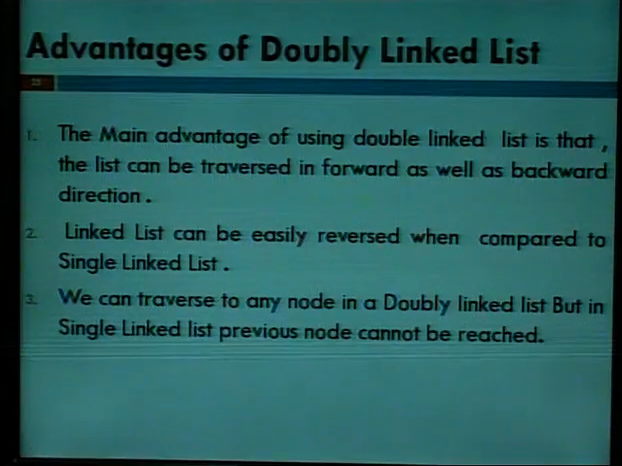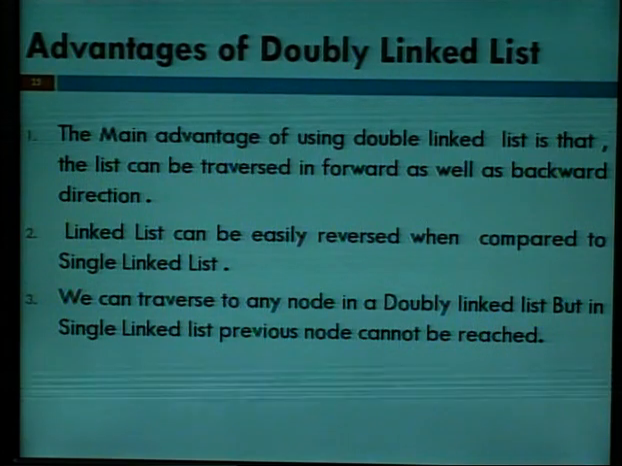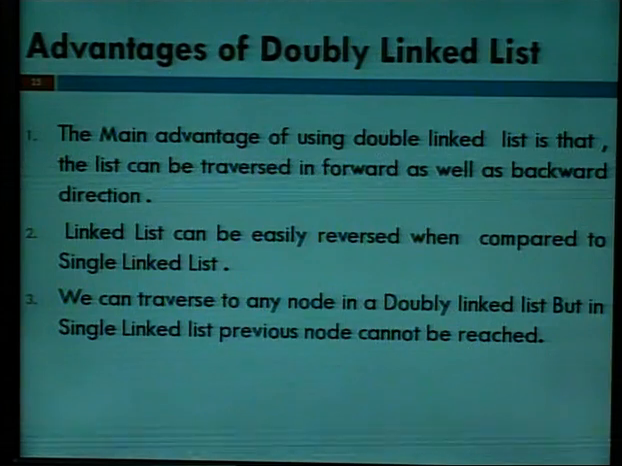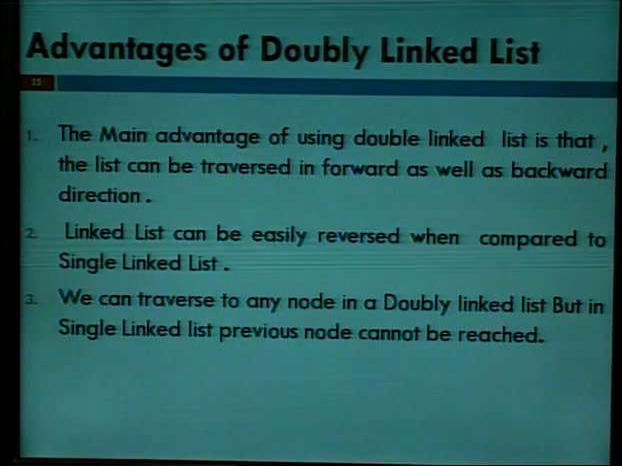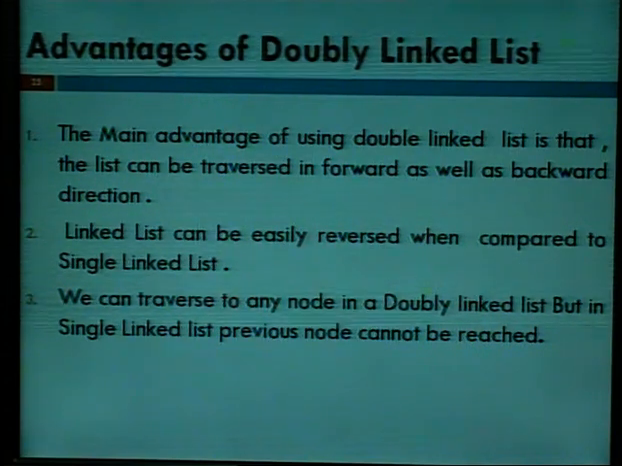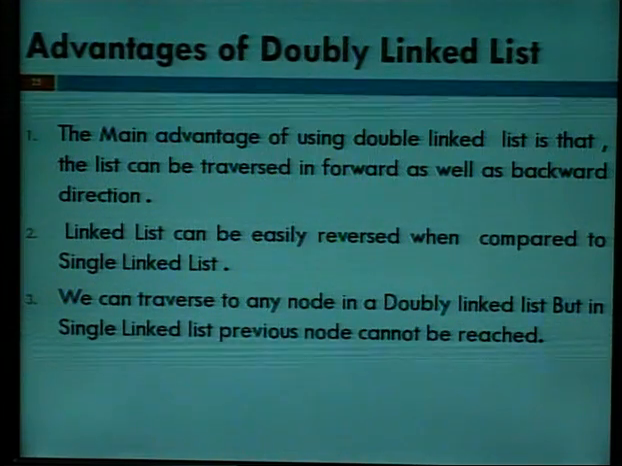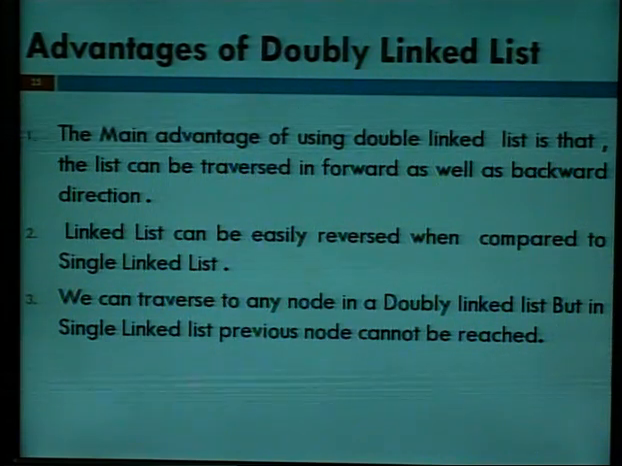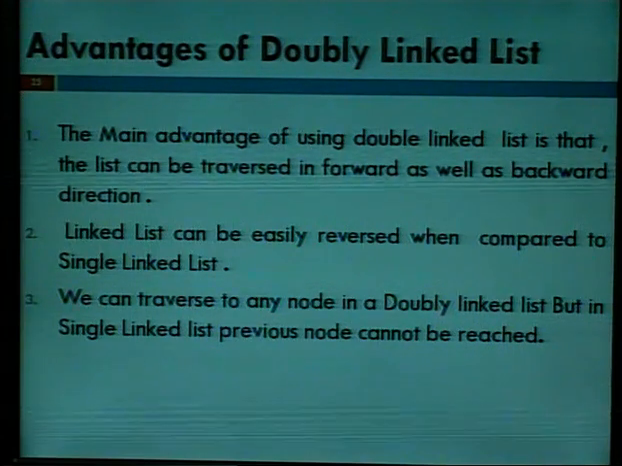Using the backward, using the previous address we traverse in the backward direction. A doubly linked list is easily reversed, we can easily reverse the doubly linked list as compared to the single linked list. We can traverse any node in the doubly linked list, but in the single linked list the previous node cannot be reached.